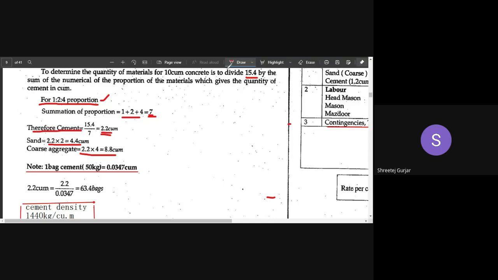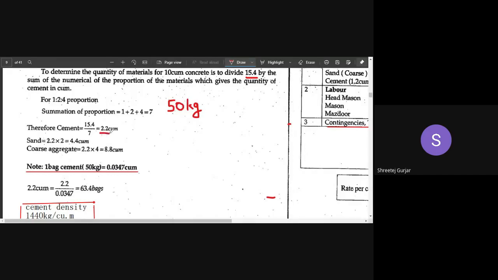Cement, we usually order in bags, no? Cement we order in bags. What is the weight of one bag? How much cement is there in one bag of cement? How many kgs of cement is there? 50. Okay, 50 kg of cement is there in one bag.